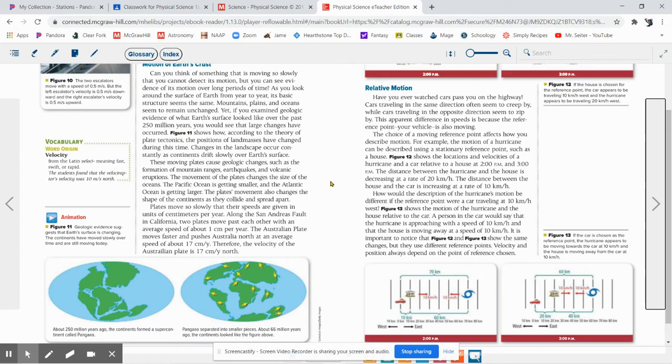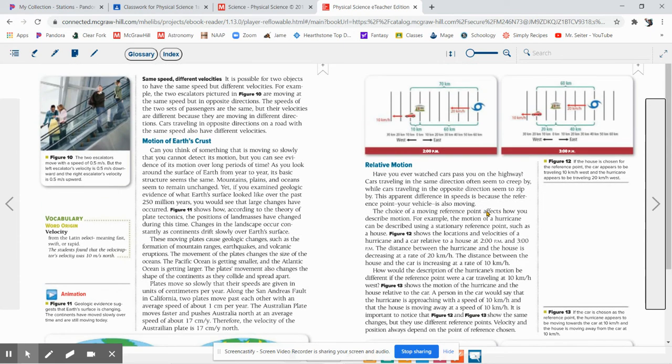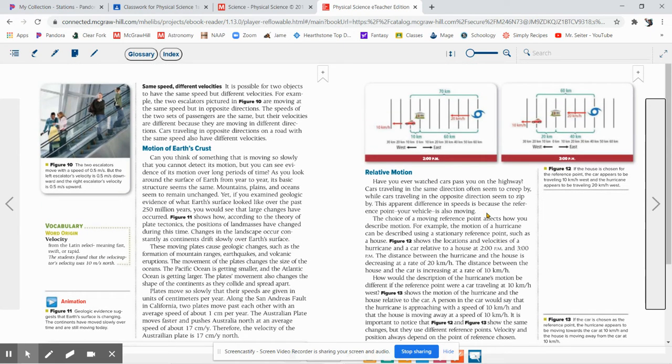Okay. And if you look at this right here, this gives you an idea. The Australian plate is moving north at 17 centimeters a year. So they're not moving very fast, but then again, 17 centimeters is quite a shot. And that brings us over here to relative motion, motion you're unaware of.